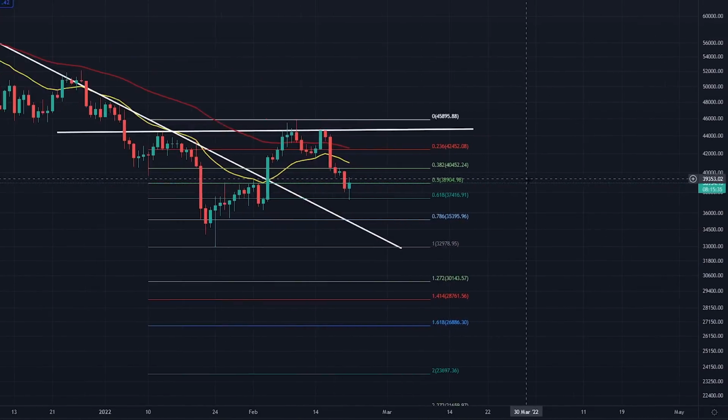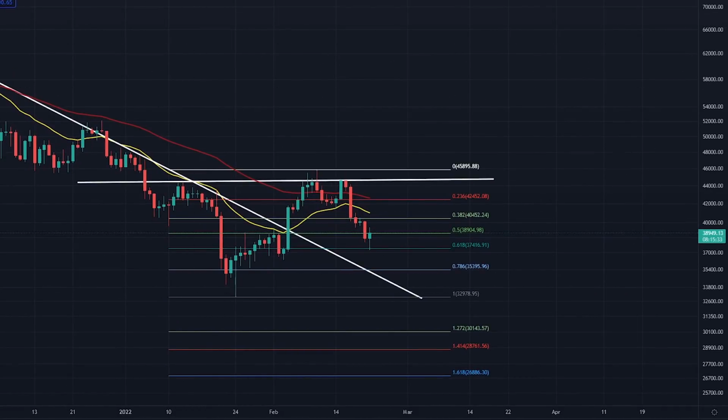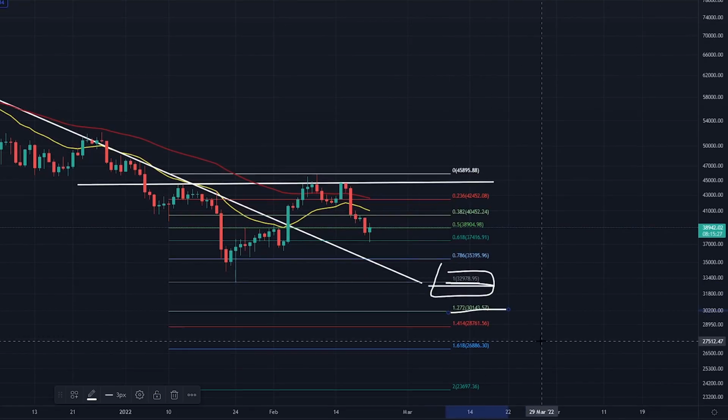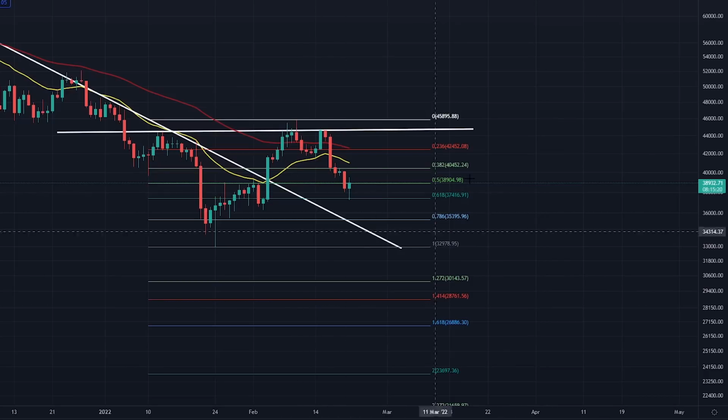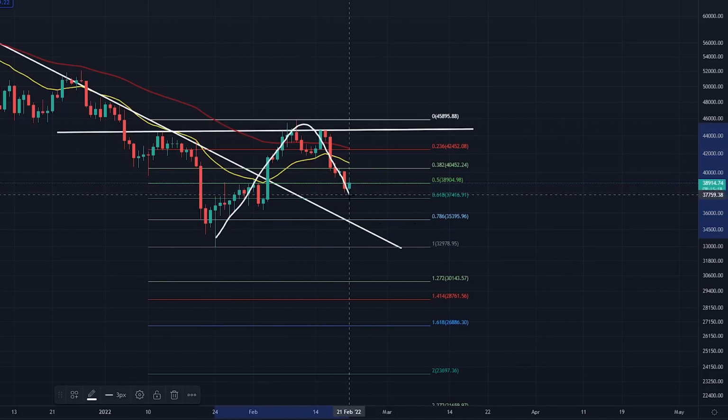So right now, Bitcoin is retracing to this low just there. Now, if you do lose this low, like I've shown you a million times, if you lose the one fib, you know you're coming down. You've got the 1.272 at 30k, and then the 1.618 down there at 26,886.